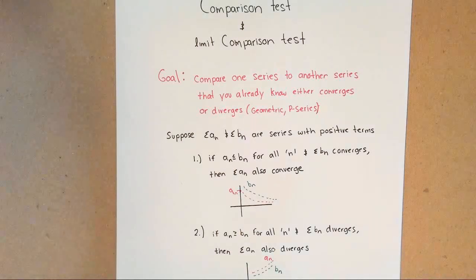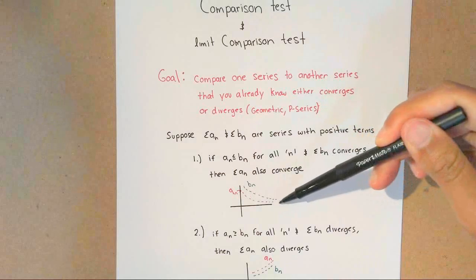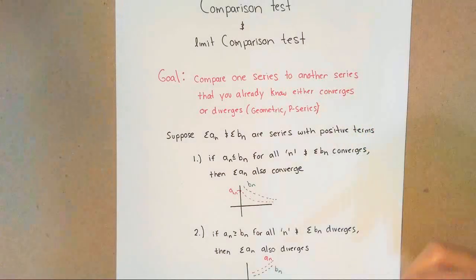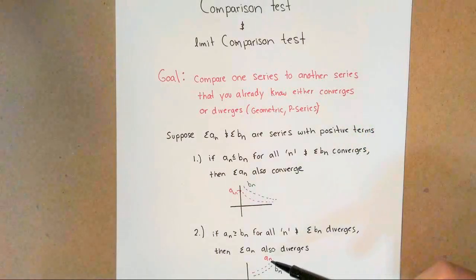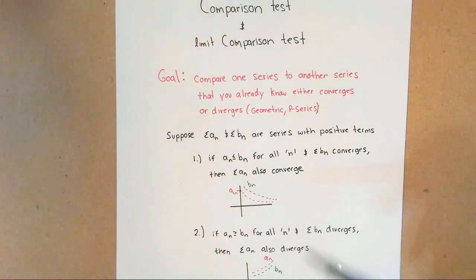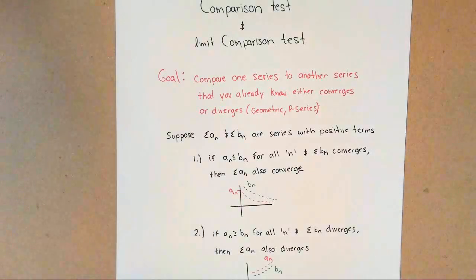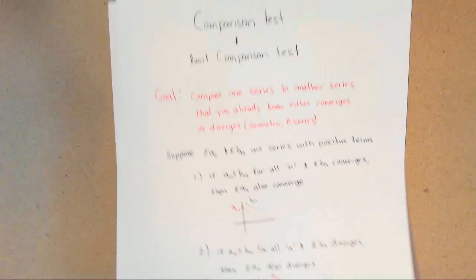I consider this kind of like a trapping. If A of n is on the bottom and B of n converges, A of n is going to get trapped in the middle. And the same thing here. If A of n is on top of B of n, and B of n keeps going up, then A of n is trapped to go up as well. So, if you can compare these two, then it's a little bit easier to actually work with this. So we're going to do a couple of examples.